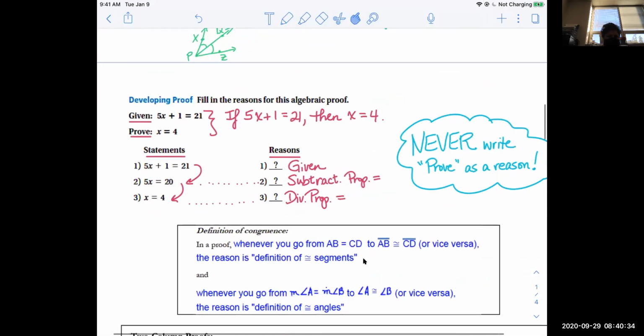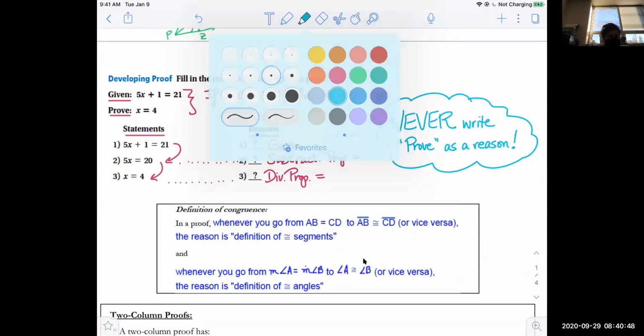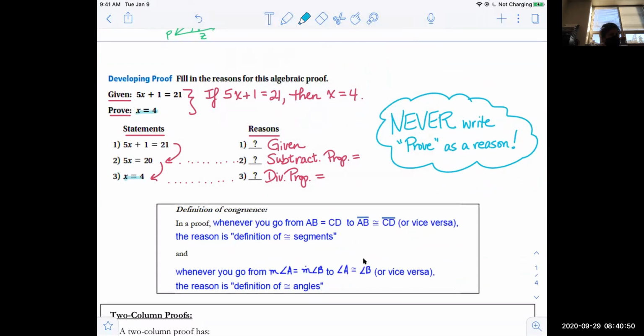So sometimes students get down to this last step and they're wanting to write prove there. Prove is a verb. Prove is like, now go show why this is true. Prove could not be a reason. Okay, prove is where you're ending up. You will know that you're finished with the proof when your prove statement matches what your last statement is. That's how you know you're done. Okay, but you're never going to use prove as a reason. Given will always be used as a reason because there's given information that you can use.